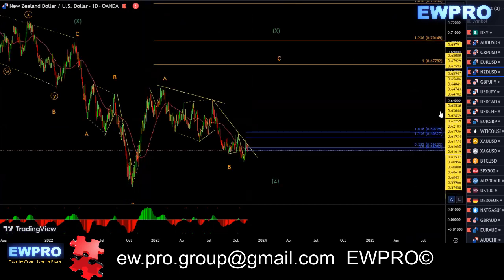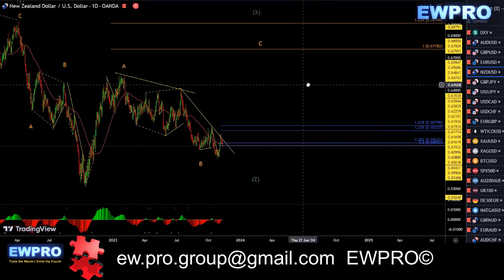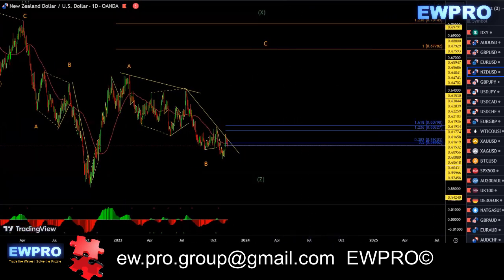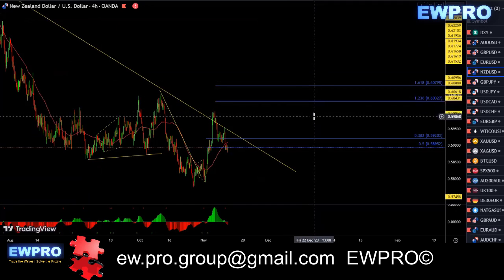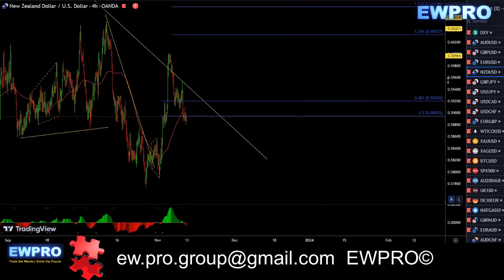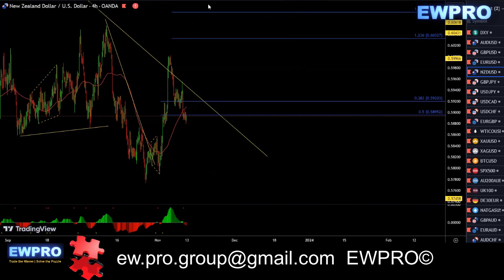NU on the daily. So we're looking for that C up. I'm really only looking for buys. We do have the bullish divergence here now on the daily as well. On the H4, very similar to AU. We're getting this bull hidden in here.